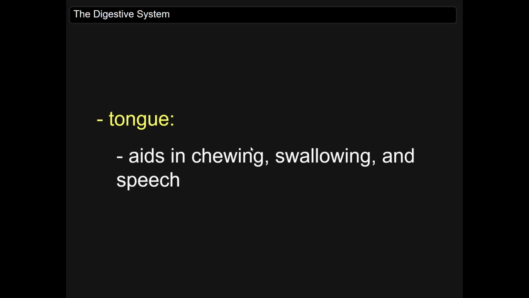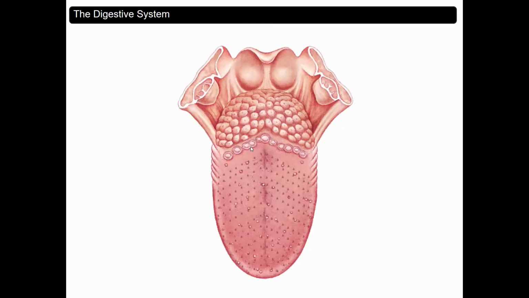Tongue is a big part in the digestive system, crushing food against the hard palate, pushing food to the back of the throat for swallowing, moving it around to get it in between your teeth so you can crush the food. Also speech. So tongue should be a very easy tag in the lab. Shouldn't be too hard for you to figure out what that is.